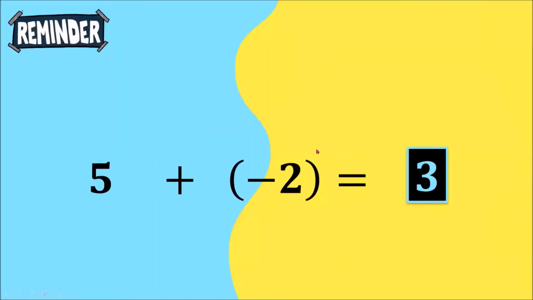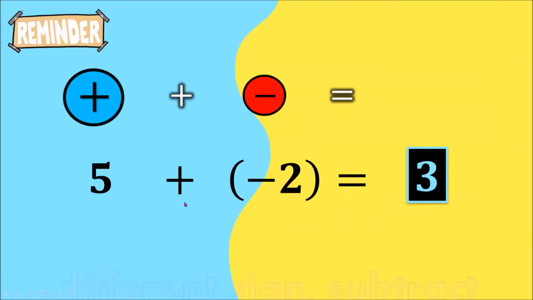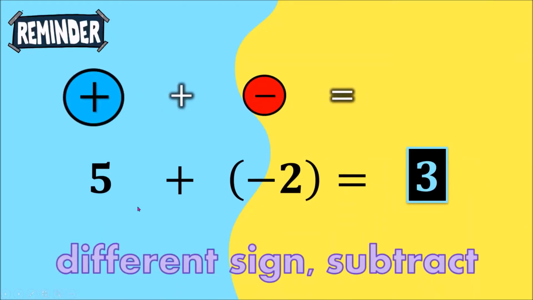In short, class, if you have different signs, we need to subtract. So take note, 5 minus 2 is equal to 3. So the sign should be positive. Why positive? Because the number with a larger absolute value is 5. That's why you can see here the blue colored counter is bigger than the red colored counter because 5 is greater than 2. So the sign of 3 here should be positive. So again, 5 plus negative 2 is equal to positive 3 or simply 3.